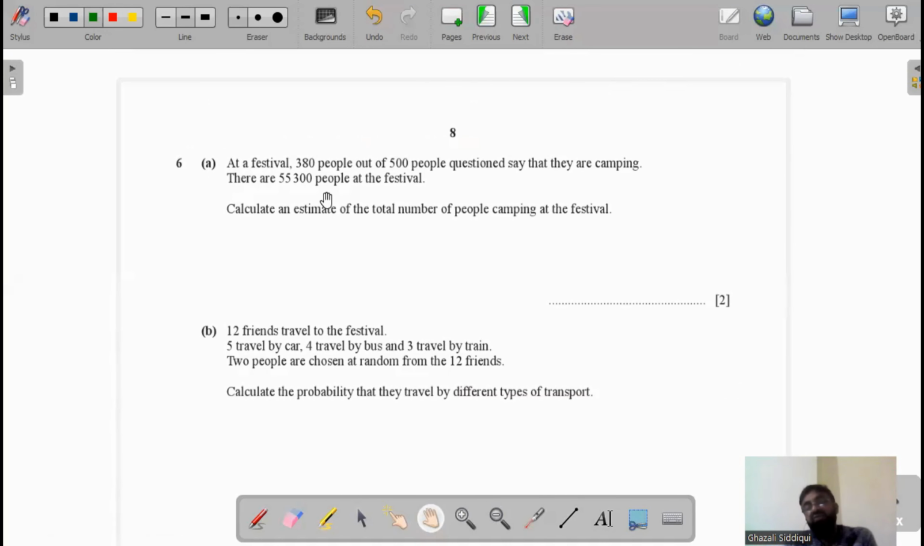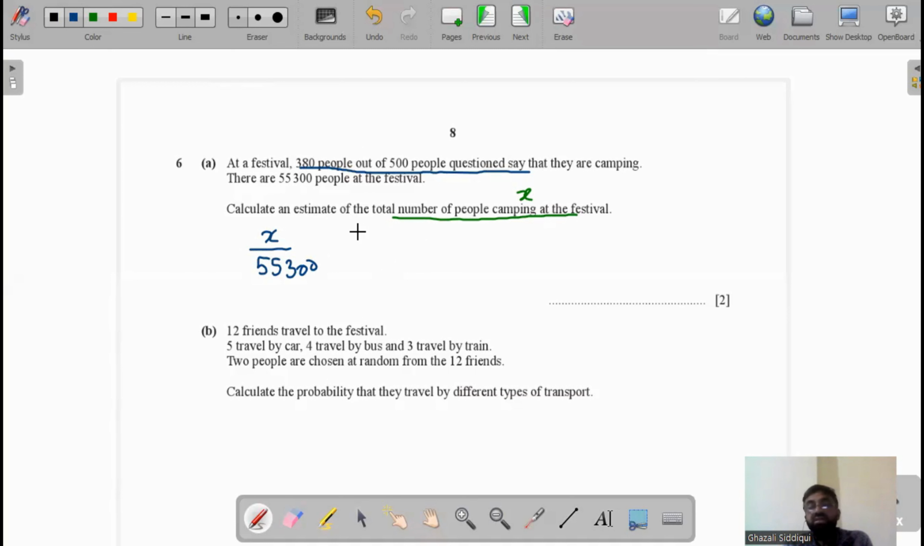Question 6, part A. At a festival, 380 people out of 500 people say that they are camping. There are 55,300 people at the festival. Calculate an estimate of the total number of people camping at the festival. Now we suppose that the total number of people camping at the festival is X. Here, X is the total number of people camping out of 55,300, and the given value is 380 people out of 500 people say that they are camping.